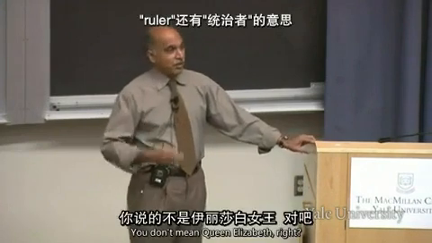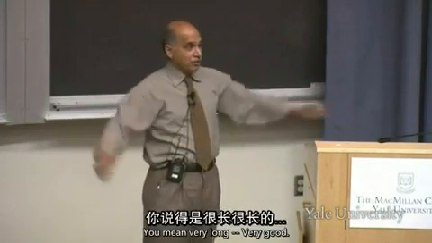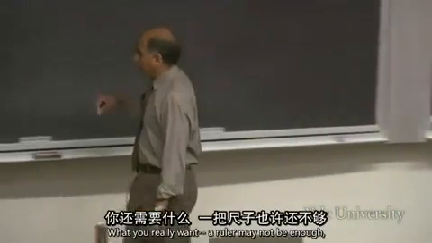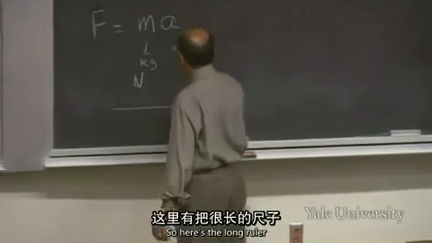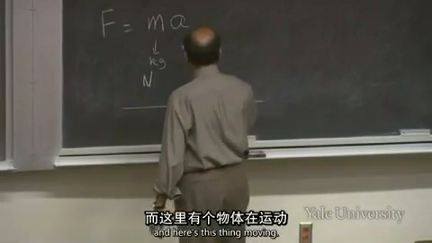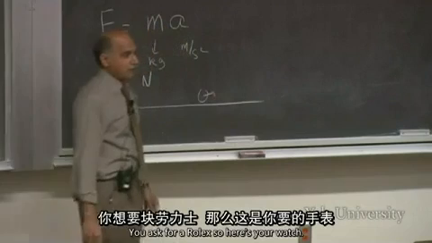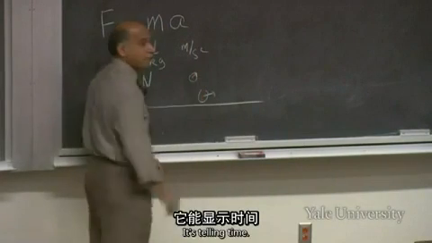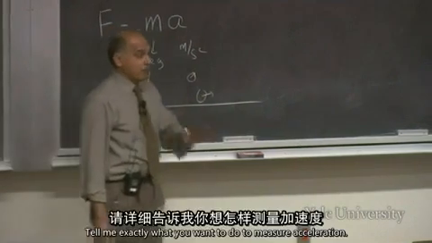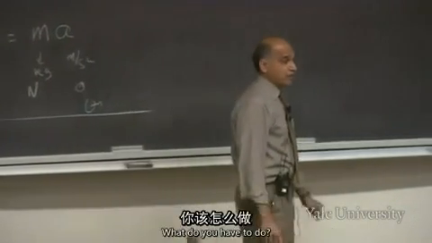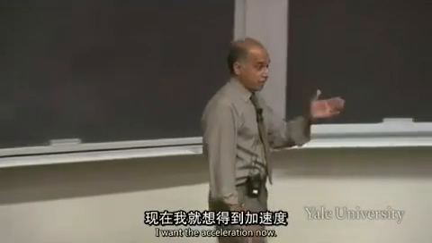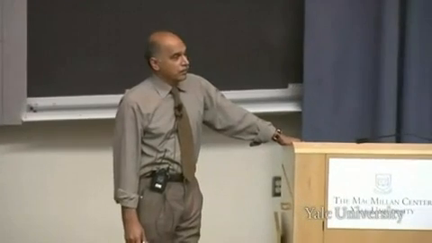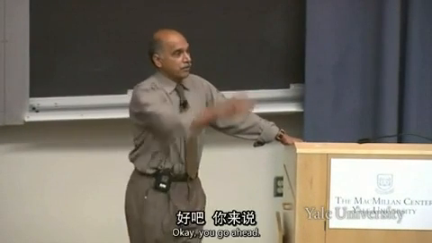You don't mean Queen Elizabeth, right? You mean some long ruler. Very good. Okay, so a ruler may not be enough, but maybe it's enough. So here's a long ruler, and here's this thing moving, right? And you ask for a Rolex, so here's your watch. It's telling time. Tell me exactly what you want to do to measure acceleration. What do you have to do? I want the acceleration now. What will you measure? Okay, you go ahead, you can try.